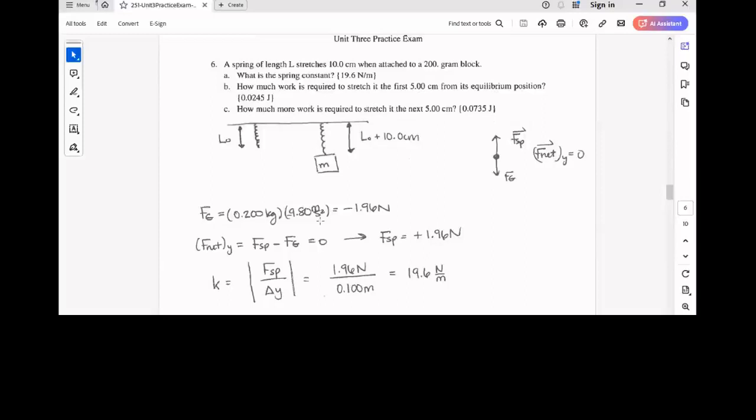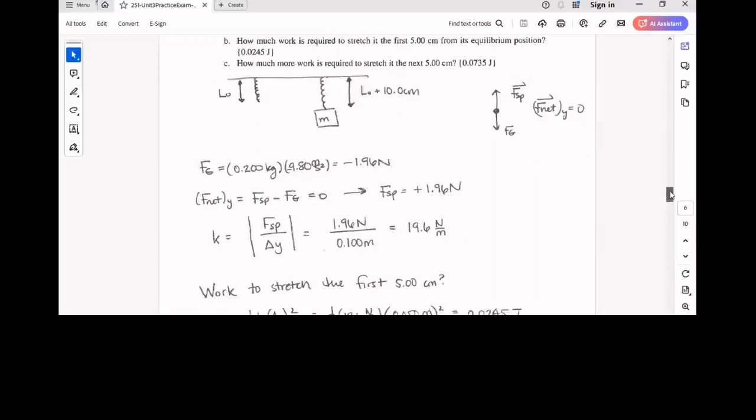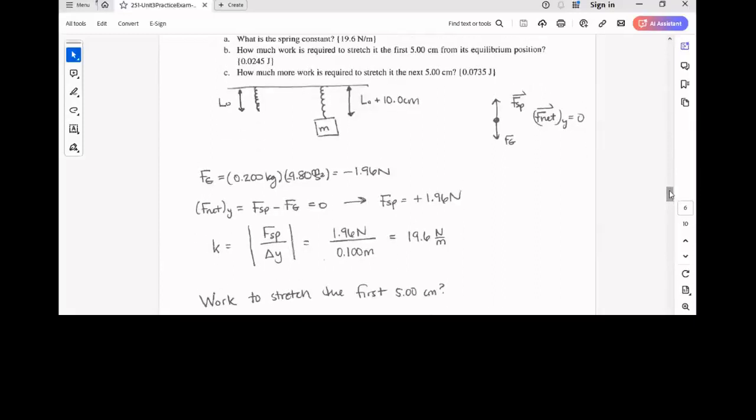I know enough to figure out what the spring constant is because I know the mass of the block and I know the displacement that the spring experienced when the block was connected to it. Here I'm just calculating the absolute value of this ratio, the spring force over delta y. So the spring constant is 19.6 newtons per meter.